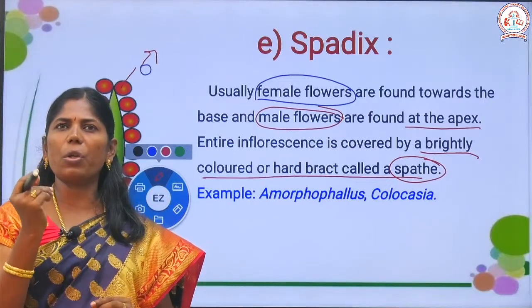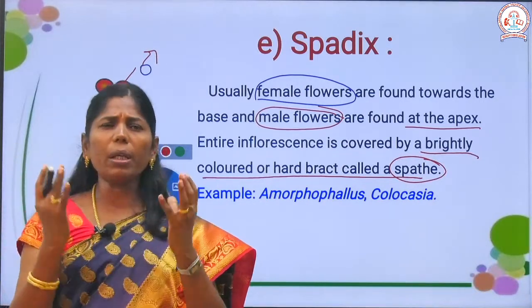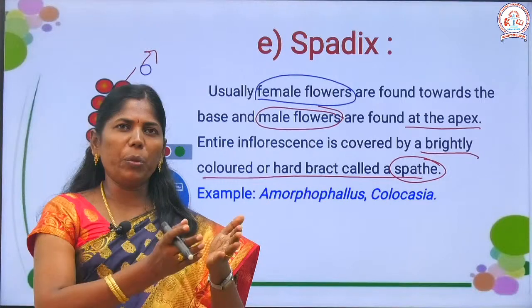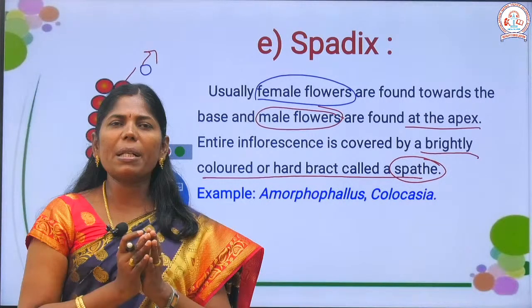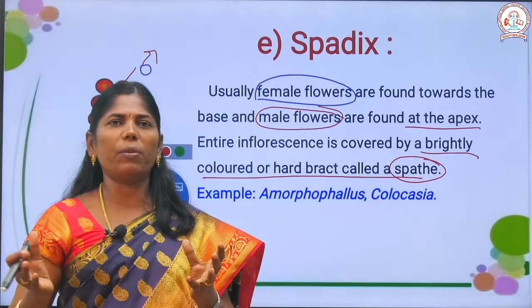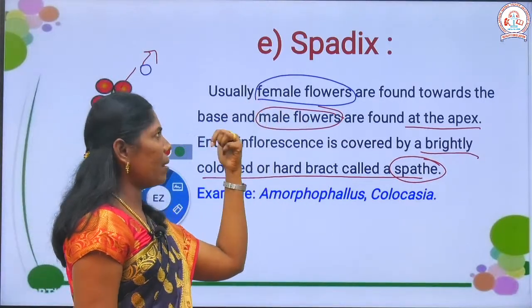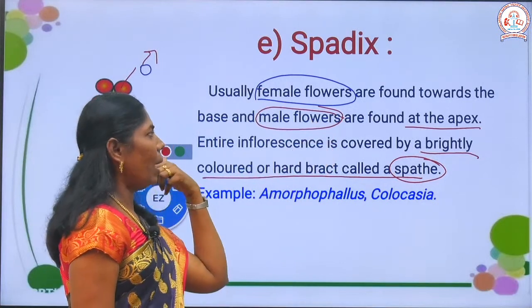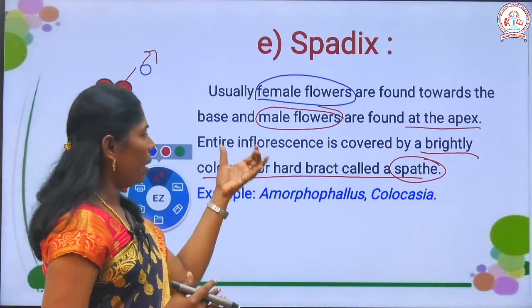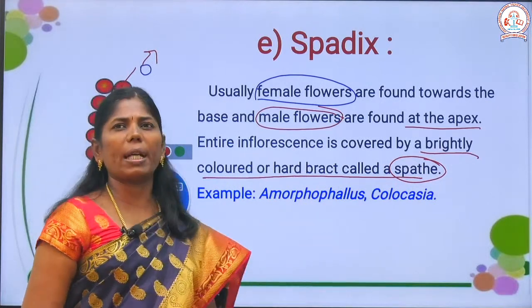A bisexual flower consists of the androecium and gynoecium. Those flowers are covered by a thick and fleshy sheath called the spathe. It is very fleshy in the Musaceae family, while it is very woody in Cocos nucifera. கோகனட்ல ஒரு பட்டை மாதிரி கீழே விழுது இல்லையா, that is a woody spathe. Female flowers are towards the basal region, male flowers at the apex, and the entire inflorescence is covered by a brightly colored spathe, which may be hard or fleshy. Examples are Amorphophallus and Colocasia.